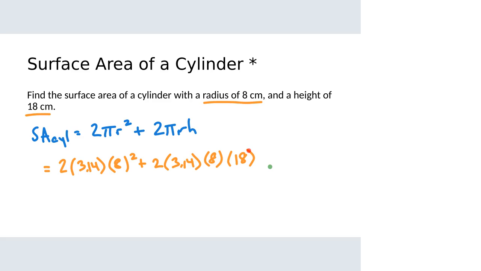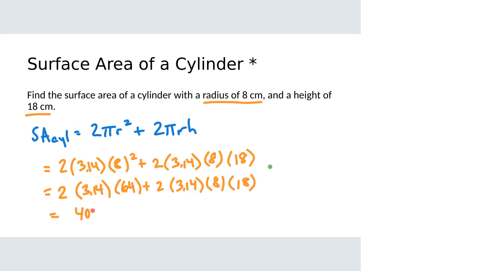Okay, looking at this, order of operations. There's no work for me to do inside parentheses, but I do have an exponent, so we'll do that first. 8 times 8 will be 64. All right, parentheses are done, exponents are done. Now multiply and divide from left to right. I can do all my multiplying in here. I have 2 times 3.14 times 64. That's 401.92. And then on the other side, I have 2 times 3.14 times 8 times 18.